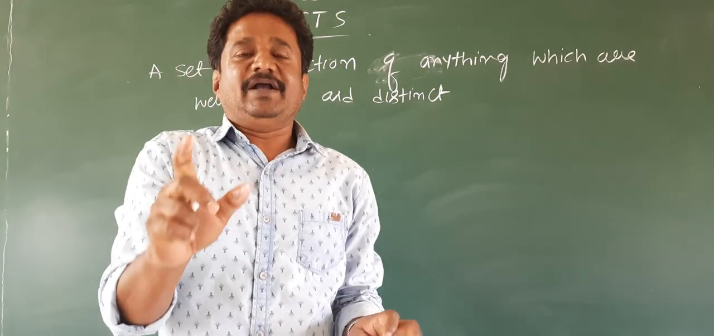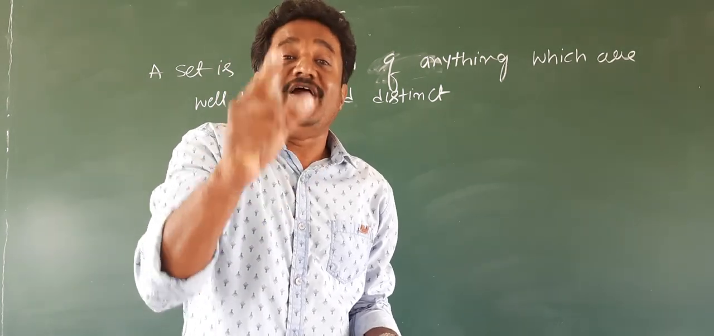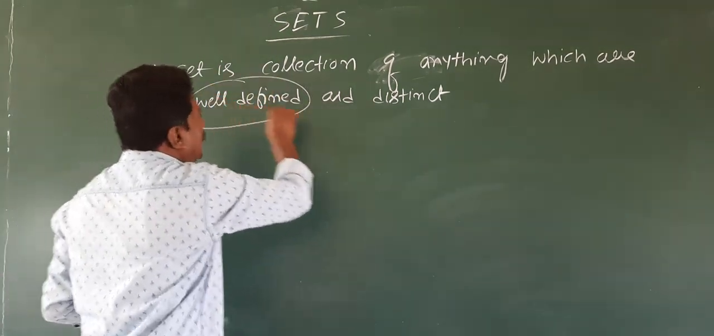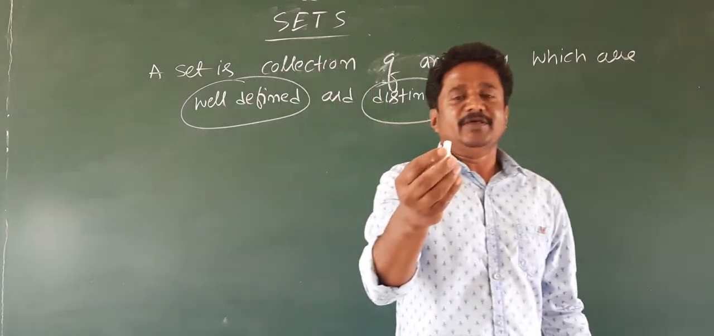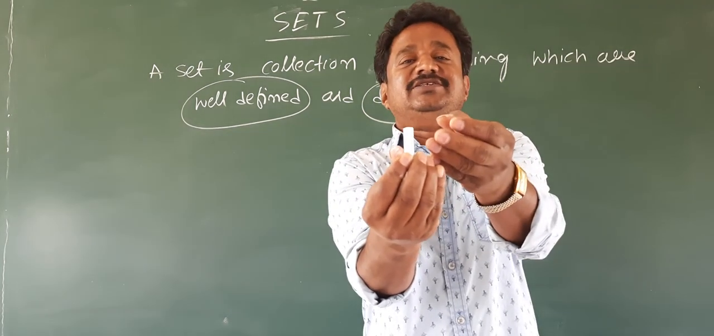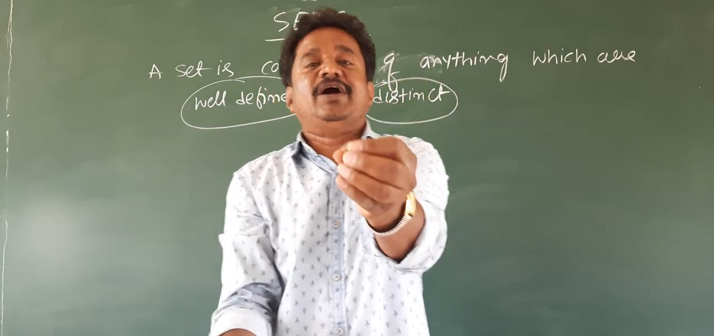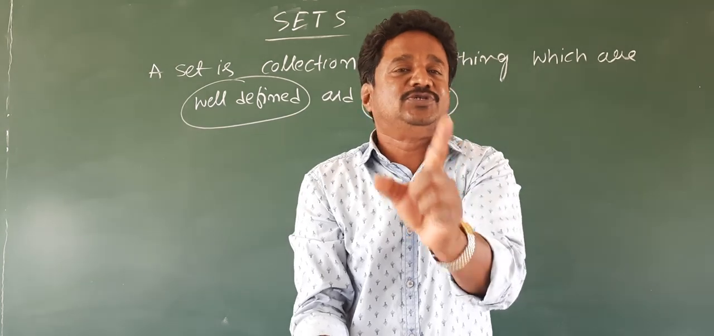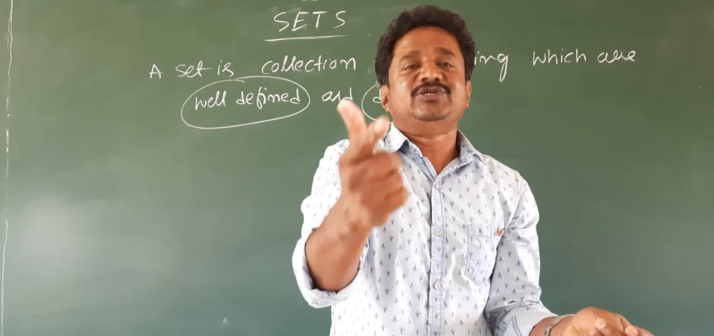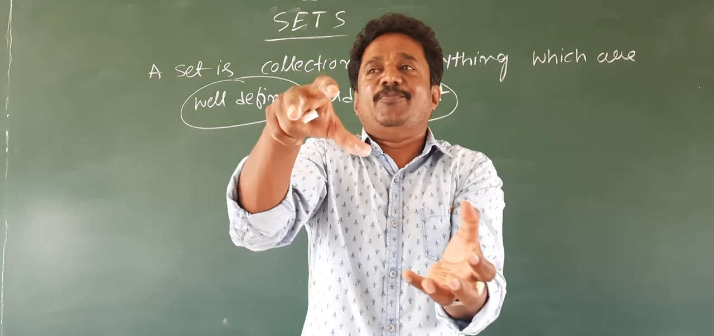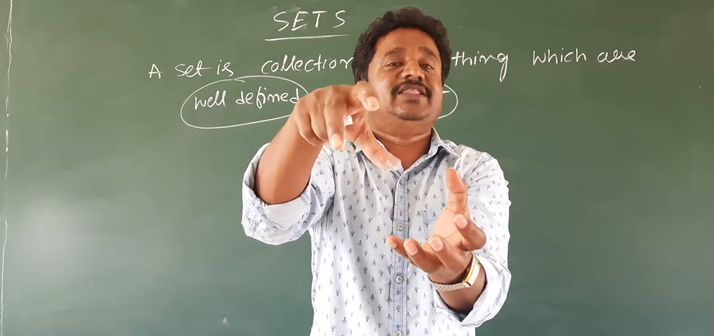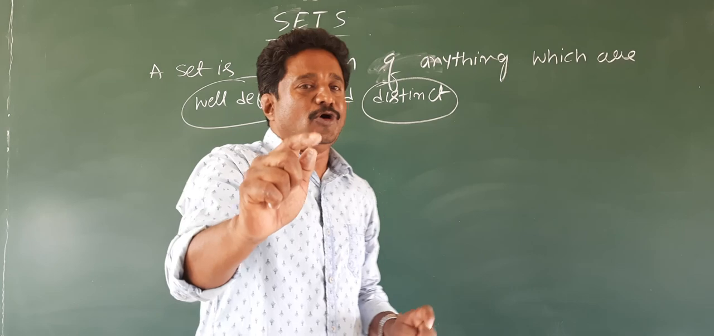Yenannadru collect maadi, but they should be well defined and distinct. Try to understand this word. Ee padana artha maadkoli, well defined. If I speak about a chalk piece, it is well defined, because you can count whatever it is. If I speak about God, is that God well defined, students? Sir, no. You cannot define that God. It is not well defined. You cannot give a particular definition for God. You cannot say anything about God, right?